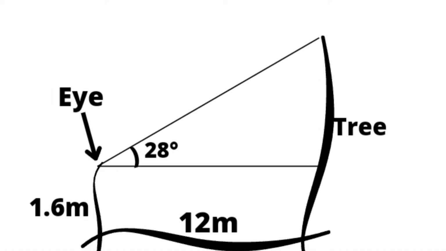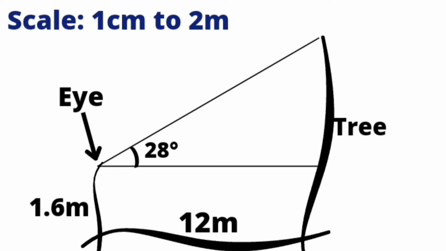The tree is 12 meters away from the observer and the observer's eye is 1.6 meters above the ground. And they measured the angle of elevation as 28 degrees. How do we find the height of this tree? First, we'll choose a suitable scale because 12 meters is obviously very long and 1.6 meters is long. So, we'll choose a suitable scale so that we can redraw this diagram according to this scale in centimeters.